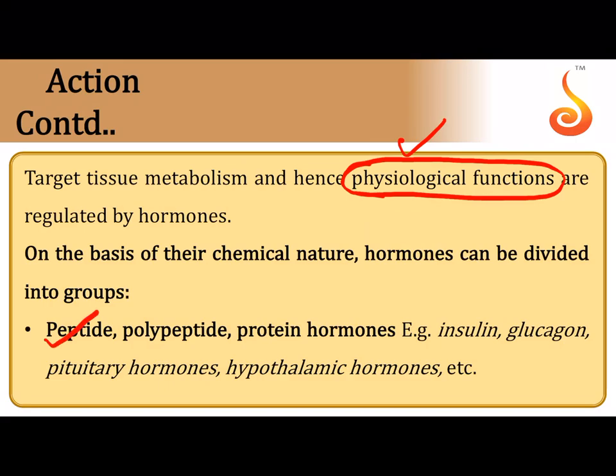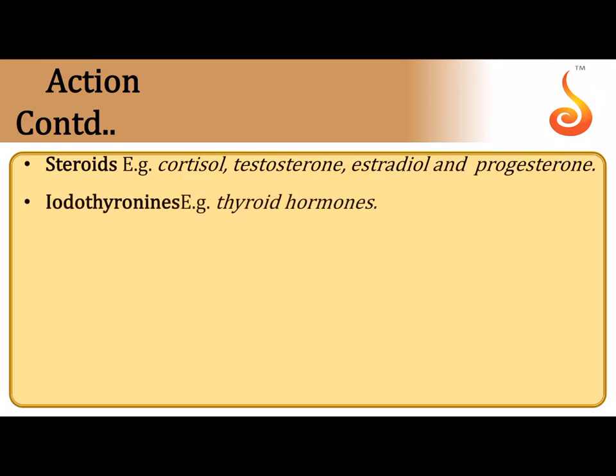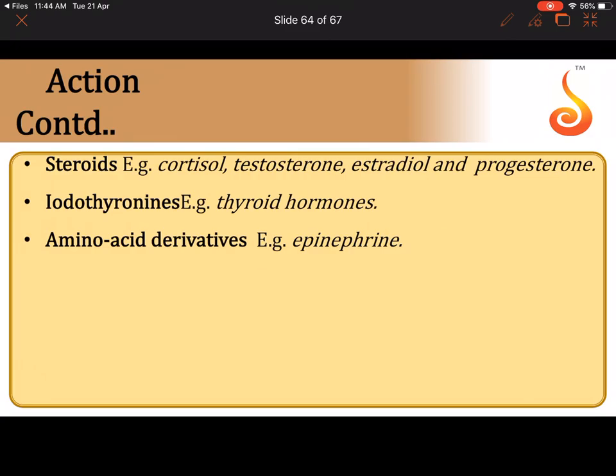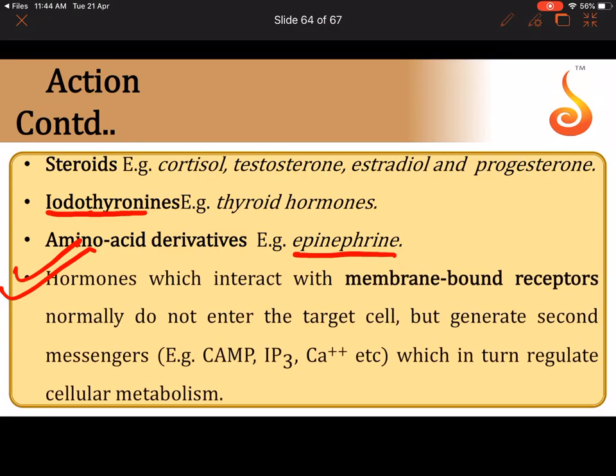Then you have different groups of hormones like peptide hormones, hypothalamic hormones, pituitary hormones, insulin, glucagon, which are all hormones that are basically protein. They are called peptide or polypeptide or protein hormones. Then you have steroid hormones like cortisol, testosterone, estradiol and progesterone. And you have amino acid derivatives like epinephrine, and hormones which contain iodine in them like iodothyronines, which are thyroid hormones. So this is very, very important. You have to learn the different classes of hormones based on their biochemical nature along with appropriate examples.